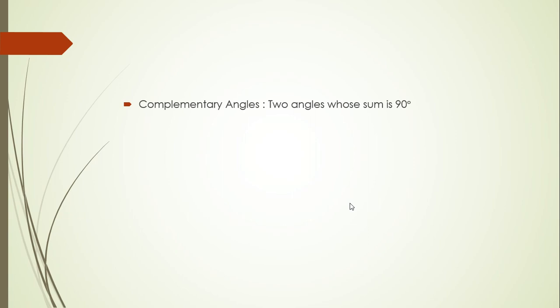Complementary angles. What are complementary angles? Two angles whose sum is 90. Here one is 30 degrees, the other angle is 60. So 60 plus 30, you get 90 degrees.